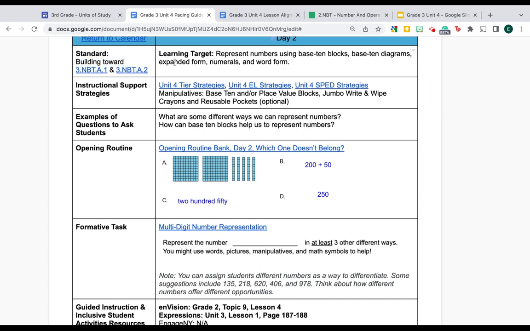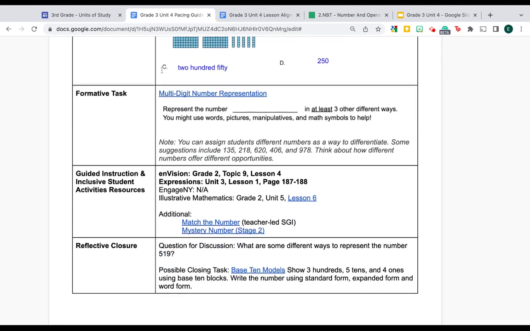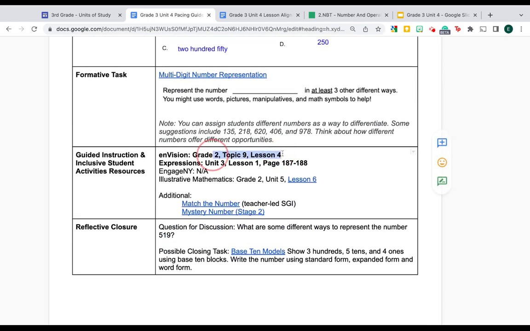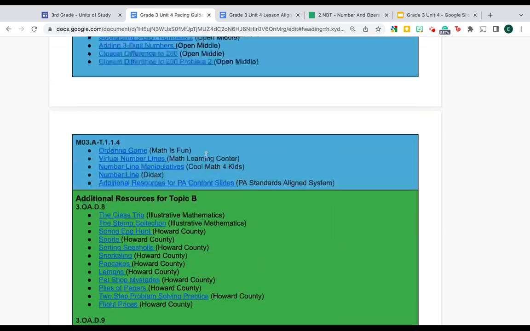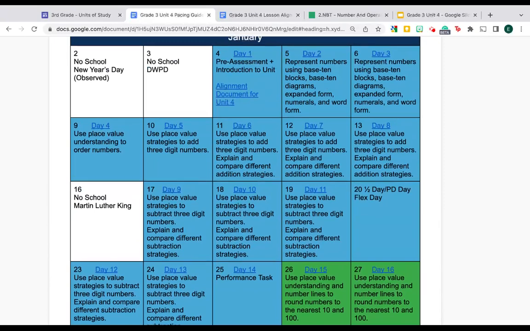We thought this would be something that would be helpful to help your students get access. If you don't need to do this, if you think your students already have this understanding, you could skip ahead to day 4. You'll notice that it actually refers to a second grade Envision lesson. That's because it's not third grade content, but you can pull from prior grades anytime it's helpful. I'm going to go back up to my calendar.